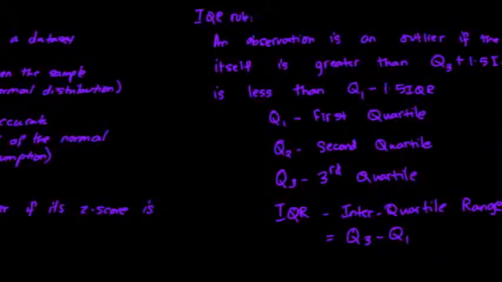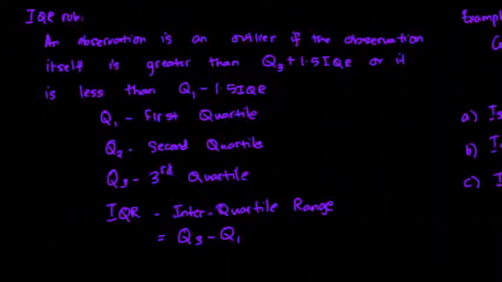The IQR rule, on the other hand, makes use of the IQR, and an observation is an outlier if the observation itself, not the Z-score, it has to be the observation itself, is greater than Q3 plus 1.5 IQR, or the observation is less than Q1 minus 1.5 IQR. Here Q1 is the first quartile, Q2 is the second quartile, although we are not going to use the second quartile in the IQR rule, and Q3 is the third quartile. IQR is the interquartile range. It is Q3 minus Q1.